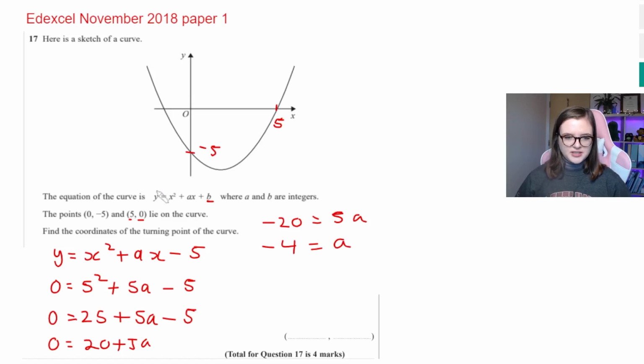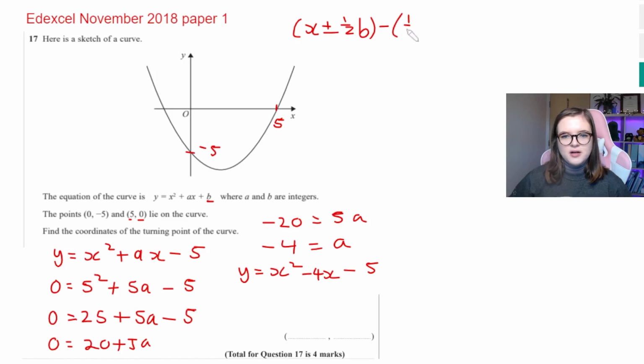Okie dokie then, let's build up our equation again then, so then we have y equals x squared minus 4x, and then minus 5. Then let's complete the square on this. Remember the equation for that is (x plus or minus a half b) squared minus (half b) squared plus c. So then we have x, and then half of that is minus 2, squared. Take away, and then half of that squared is, so that's minus 2, square that is 4. And then plus c, which is minus 5.